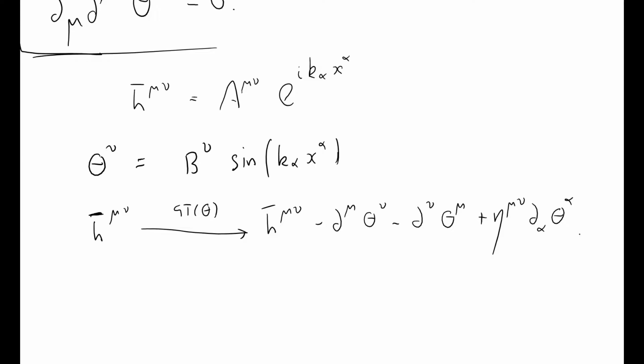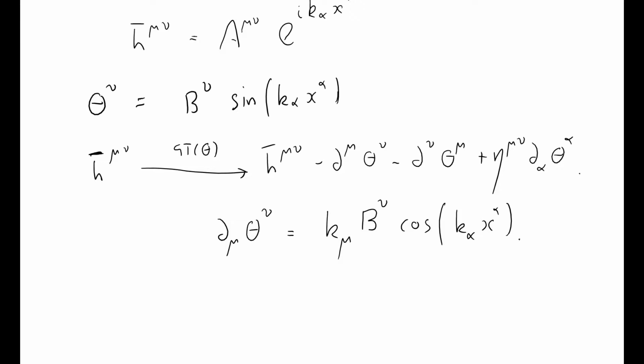Well, let's just make a start. We now know that ∂_μ θ_ν, from the previous screencast, equals k_μ b_ν times, and then the sine turned into a cosine, didn't it? Cosine of k_α x^α. That's right, isn't it? Okay, now hopefully we'll be able to see what happens to h̄. So h̄_μν goes to, under gauge transformation theta, h̄_μν minus, and I'm going to have to rewrite this so that it's differentiated with respect to the downstairs coordinate.